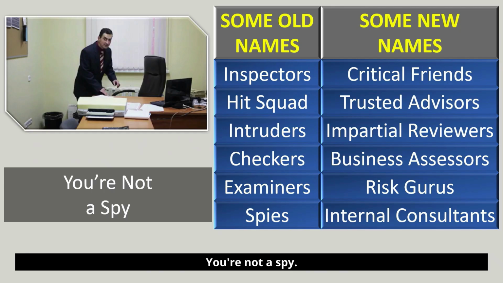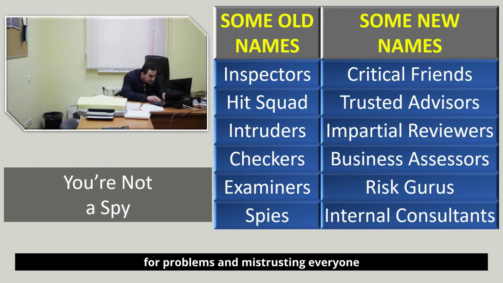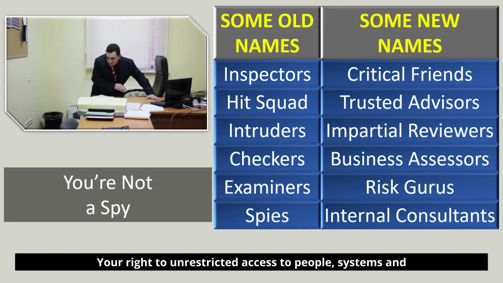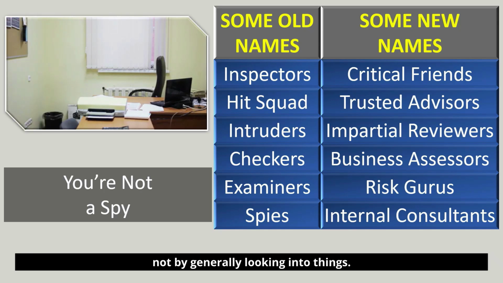You're not a spy. Your job isn't to sneak around the organisation looking for problems and mistrusting everyone and everything. Your right to unrestricted access to people, systems and records must be exercised responsibly, not by generally looking into things. If, on the other hand, you're examining a claim or specific concerns, then by all means, explore, examine and search for evidence. But please, no general sleuthing with no particular aim in mind.